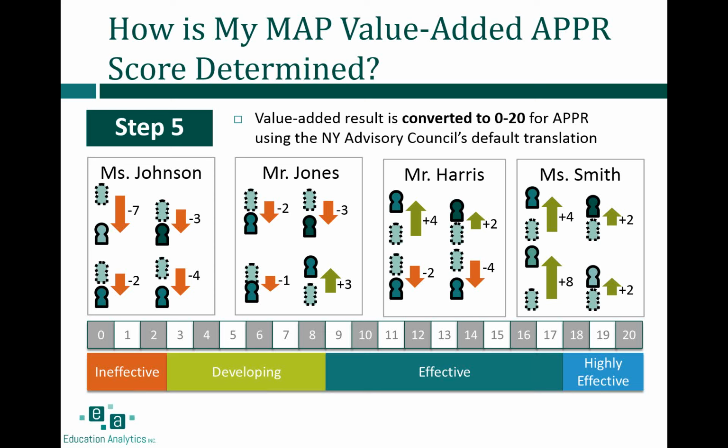For example, Miss Johnson over on the left, her students tended to not meet their predictions by wide margins. She would have a score that's lower in the 0 to 20 scale. Mr. Jones, his students ended up not meeting prediction by just a little bit, so he would have a score that's a little bit below 13. Mr. Harris, on average, his students ended up evening out, just meeting prediction on average. That would give Mr. Harris a score of 13 on the 0 to 20 scale. And Ms. Smith is an example of a case where, on average, her students tended to beat their predictions by quite a bit. They exceeded predictions, so she's going to have a score that's above 13.